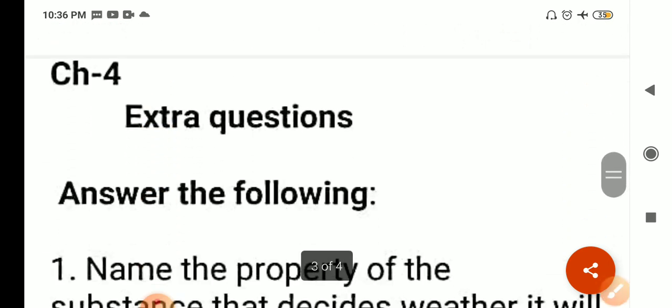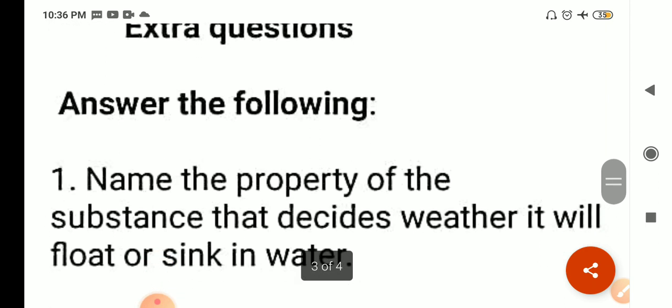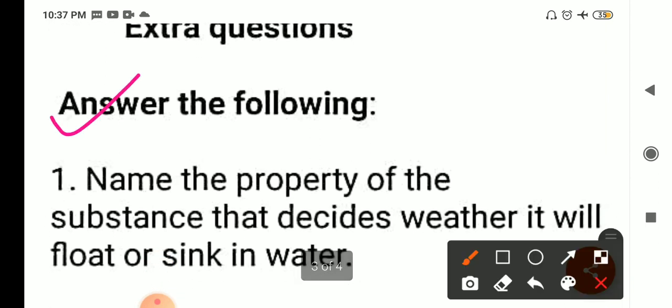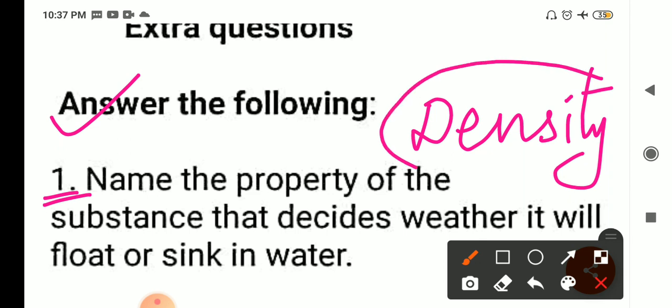Now next one. Now we will do some questions. Answer the following questions. The first question is given to you. Name the property of the substance that decides whether it will float or sink in water. This property is called density. The answer will be density, right? Density decides whether the substance will float or sink.